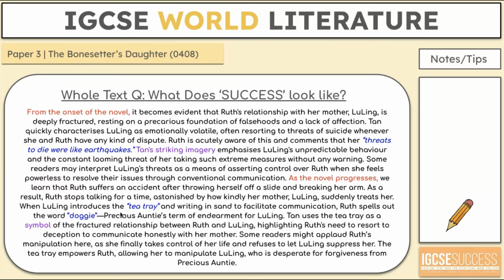Some readers might applaud Ruth's manipulation here, as she finally takes control or agency over her life and refuses to let LuLing suppress her. The tea tray empowers Ruth, allowing her to manipulate LuLing, who is desperate for forgiveness from Precious Auntie. That's what a successful main body paragraph looks like, guys. You might use a different acronym, but point, evidence, zoom in, analyze. Your paragraphs need to contextualize the quotations. There should be textual reference peppered throughout your two quotations and exploration of the language, structural techniques, etc.